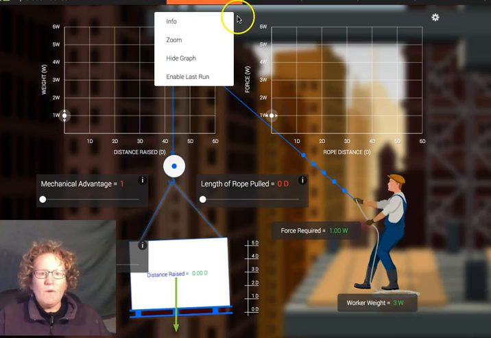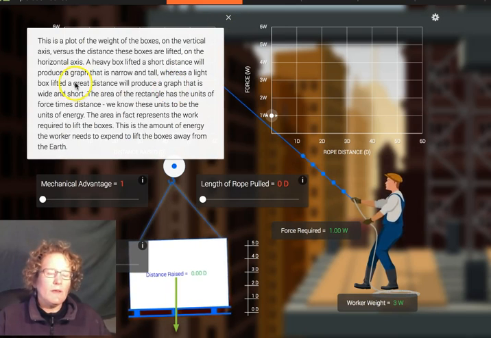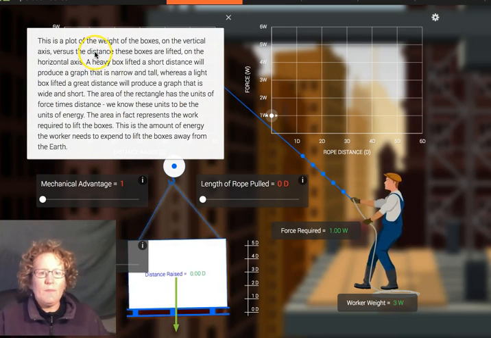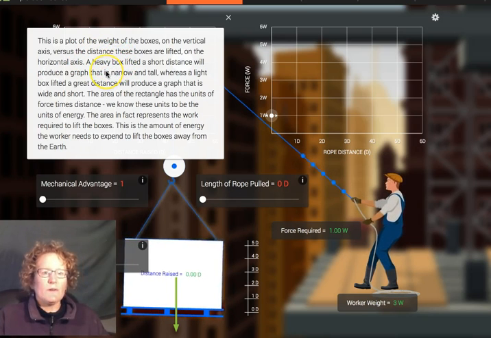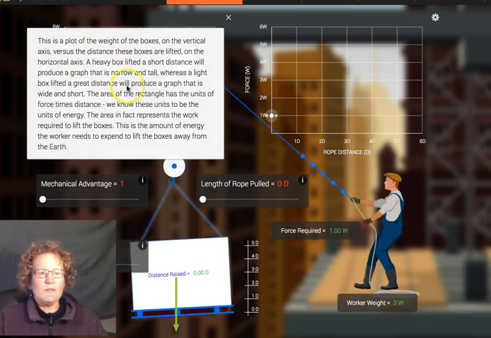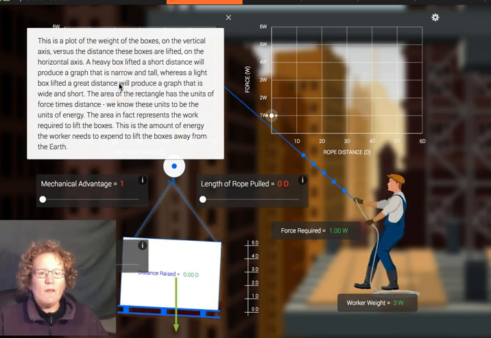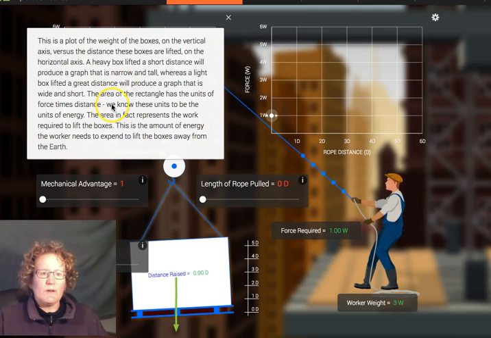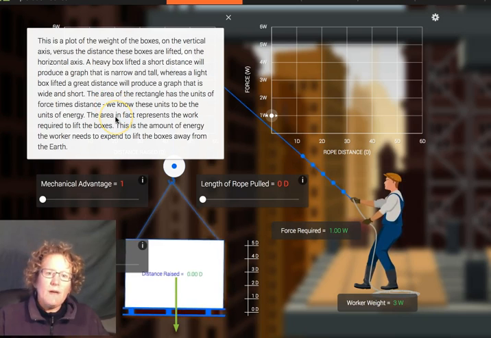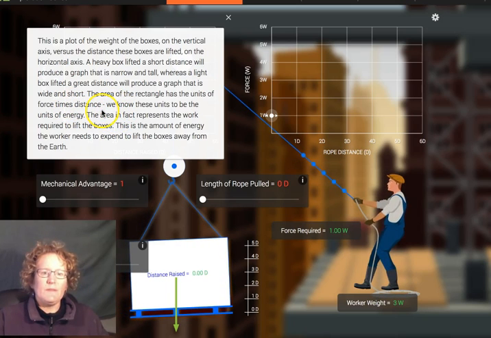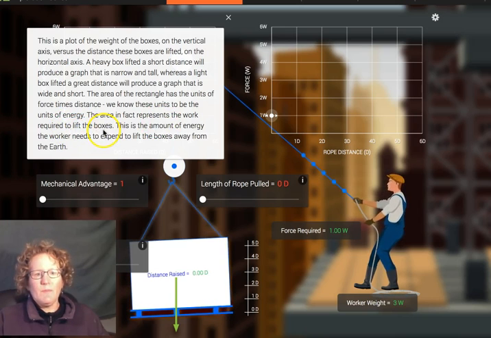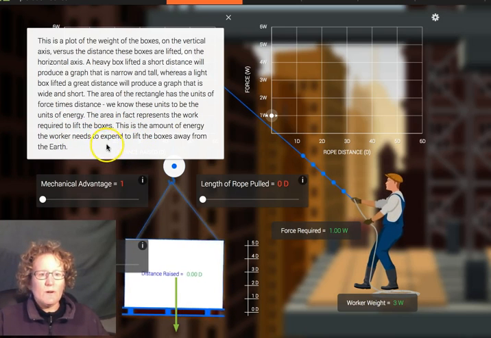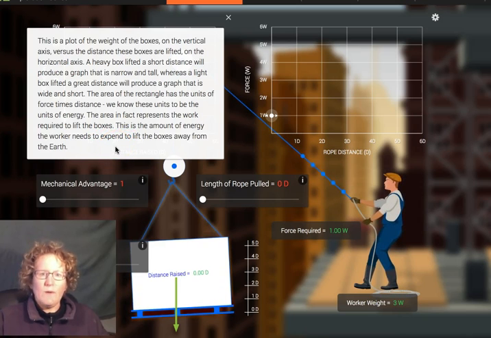So this is info on the graphs. You can double click it and it says this is a plot of the weight of the boxes on the vertical axis versus the distance these boxes are lifted on the horizontal axis. A heavy box lifted a short distance will produce a graph that is narrow and tall, where a light box lifted a great distance will produce a graph that is wide and short. The area of the rectangle has the units of force times distance. We know these units to be the units of energy. The area, in fact, represents the work required to lift the boxes. This is the amount of energy the worker needs to expend to lift the boxes away from the earth.